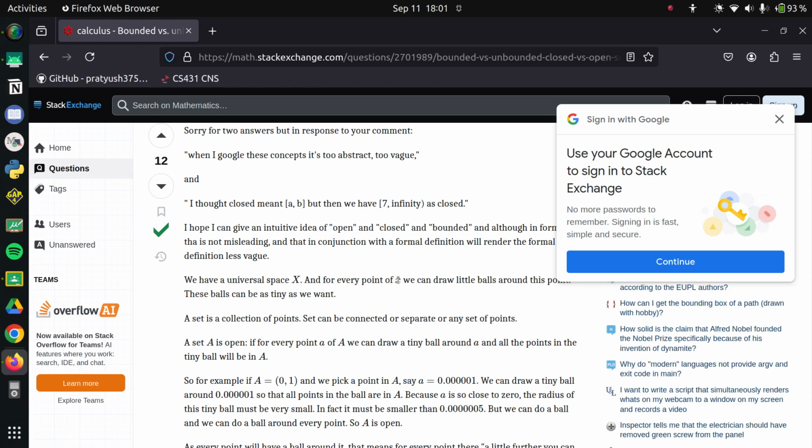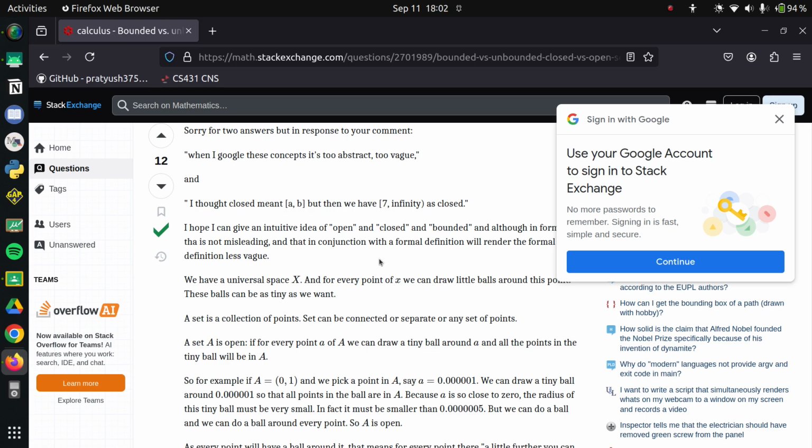Set A is open if for every point a of A we can draw a tiny ball around a and all the points in the tiny ball will be in A. Can you do that for this thing? Yes, you can. So what would that mean? That would mean this is actually open, right? Yeah, that actually makes sense. So there would always exist some ball such that this actually happens. So sure, it's open.